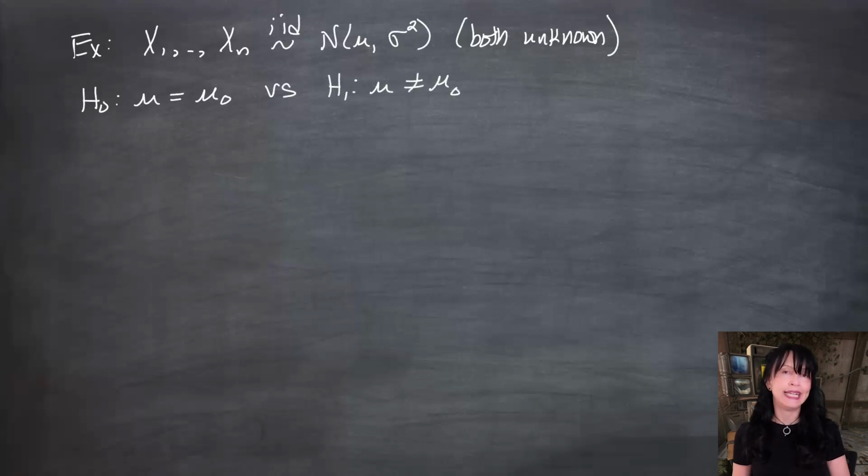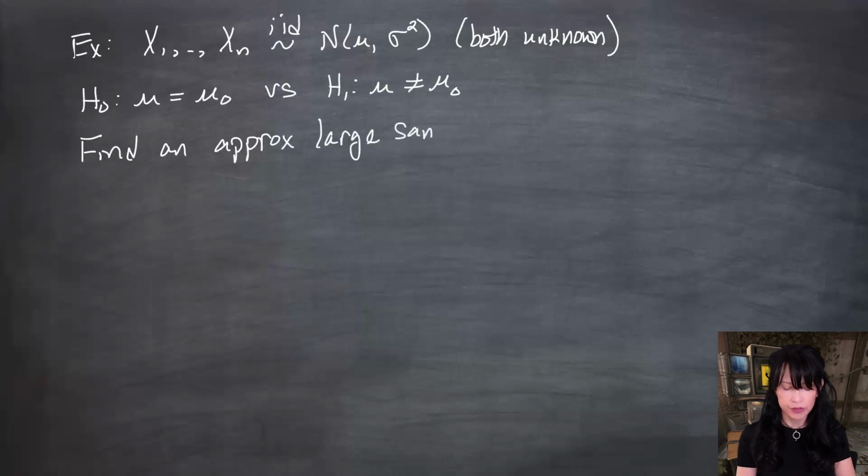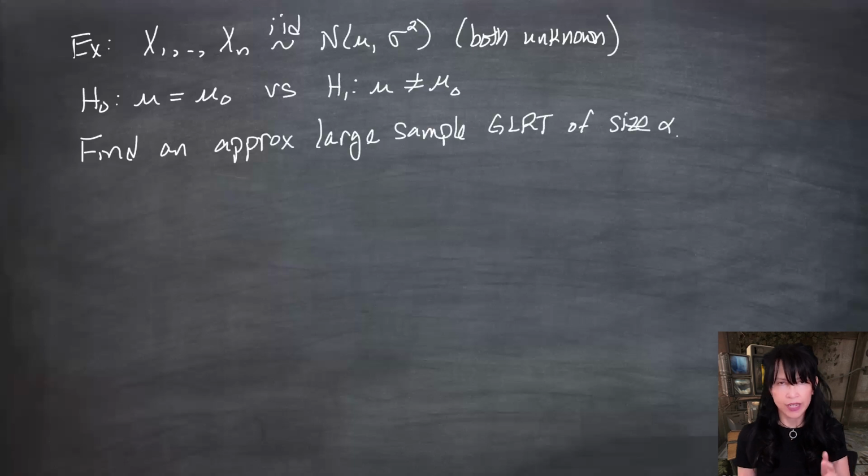Now this would be a t-test if we were just doing a straight up regular common sense hypothesis test, or even the UMP test, because we don't know sigma squared. So we'll probably use the sample variance S squared and this will involve a t-distribution. But here I want us to find an approximate large sample GLRT of size alpha.